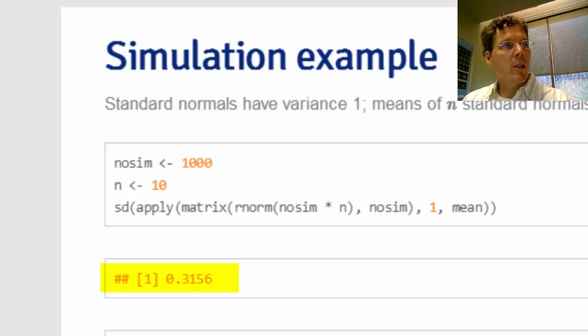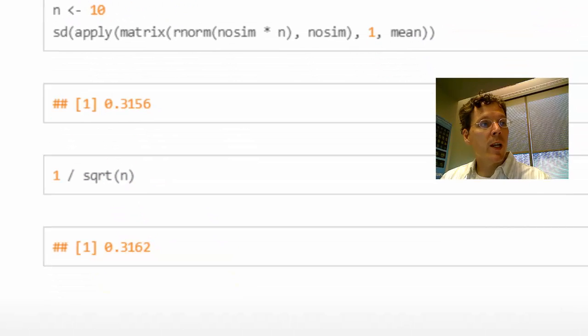So if you do that, you get 0.31 or around 0.32. If you just take 1 over square root n, that's 0.31 or around 0.32. So they have to be the same.